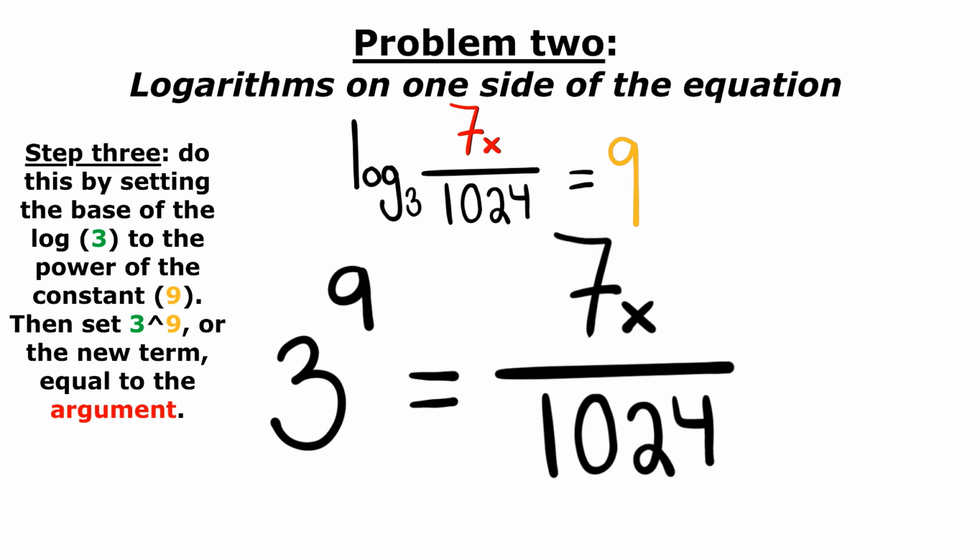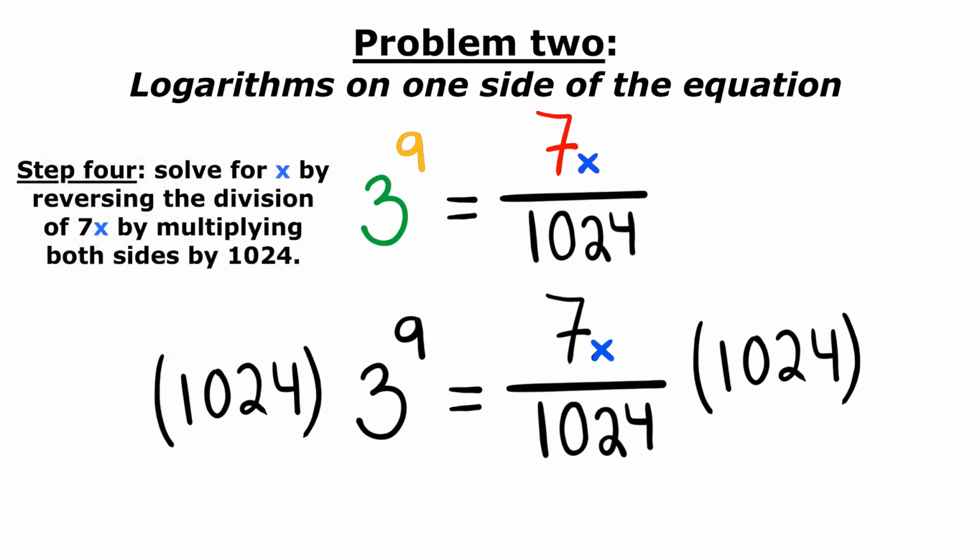In case you forgot how to set something into exponential form or you don't know yet, do this by setting the base of the log, which is 3 in this case, to the power of the constant, which is 9 in this case. Then set 3 to the 9th, or the new term, equal to the argument. Now, as you can see, it's a more manageable equation. You don't have any more logs anymore, and I illuminated x because we can just solve like normal practically.